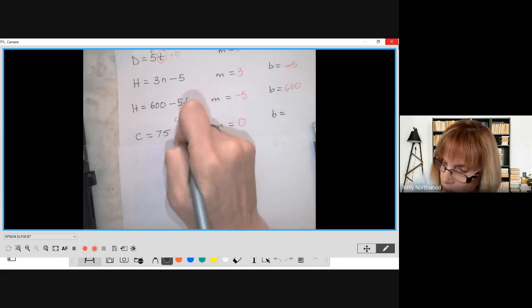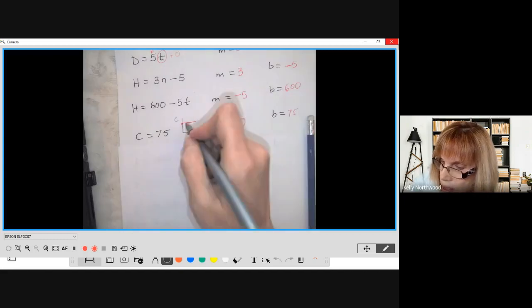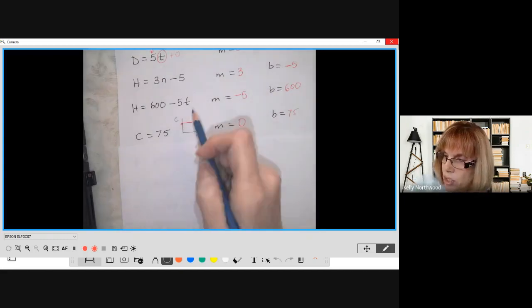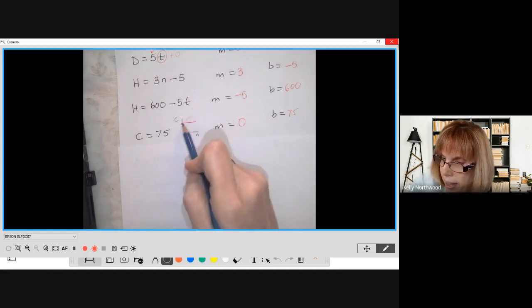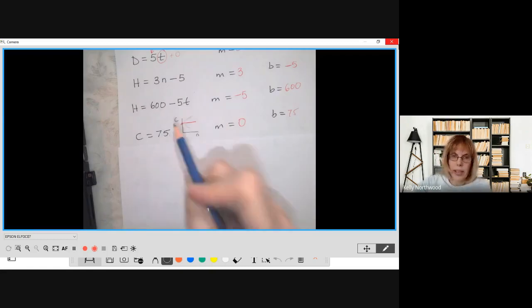So your initial value of 75, it just is always 75. And the rate of change is 0 because you don't go up and you don't go down. Okay, that was a tricky one. Good job. Slope was 0 because there's no variable here.